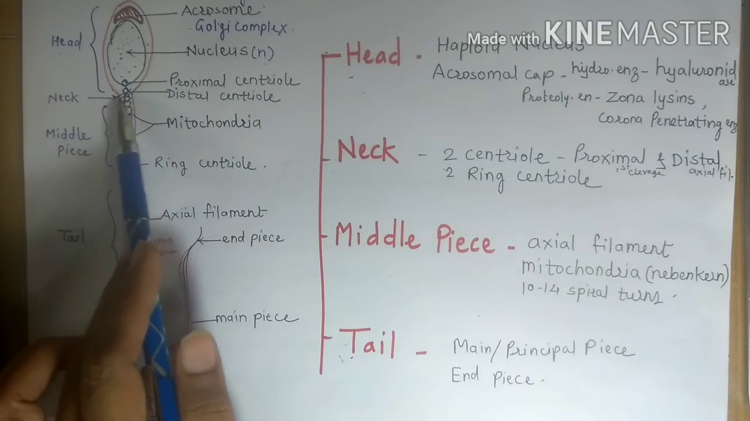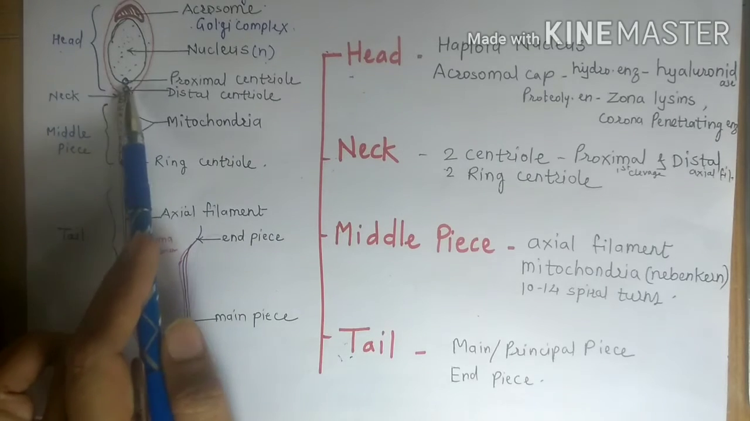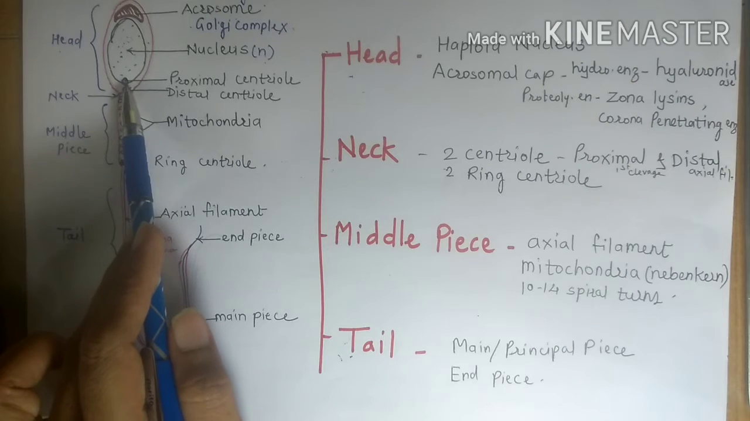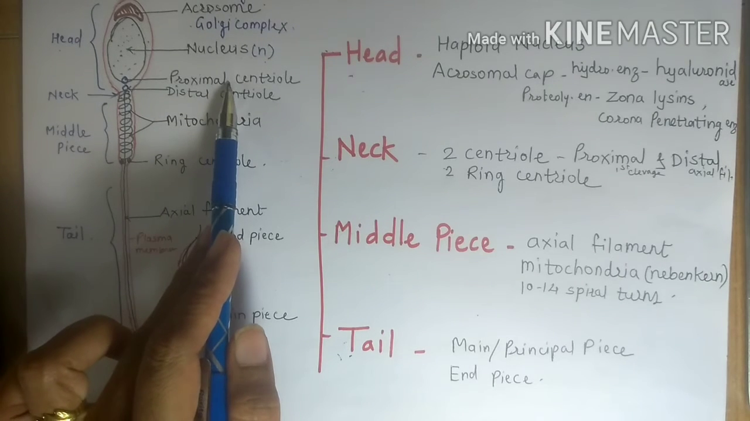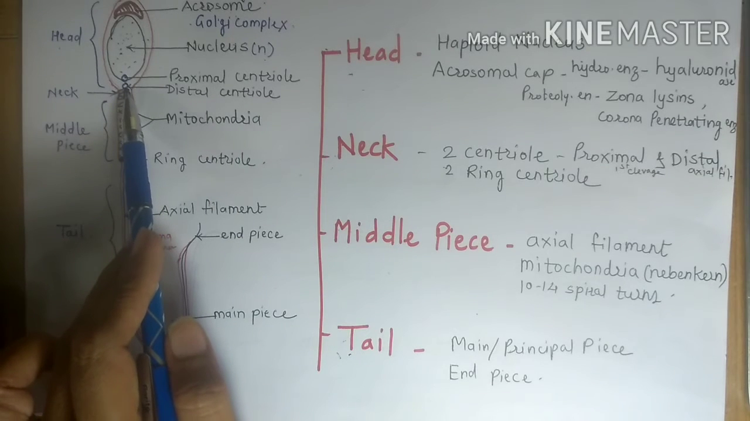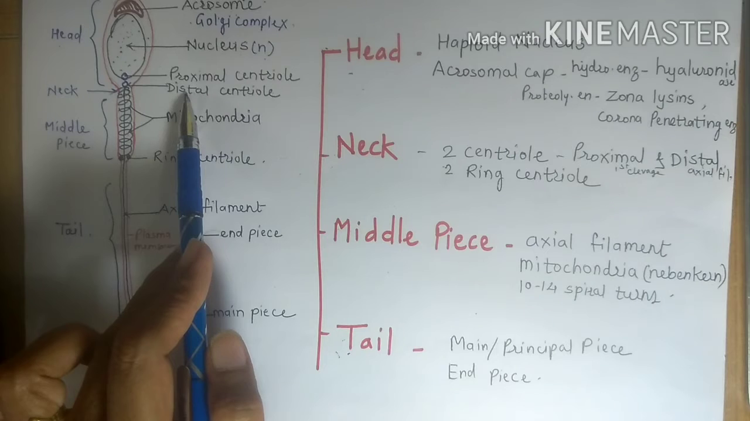It is followed by another small part, that is the neck. You can see these two circular structures. One structure is just below the nucleus. It is the proximal centriole. And the one following the proximal centriole is the distal centriole.